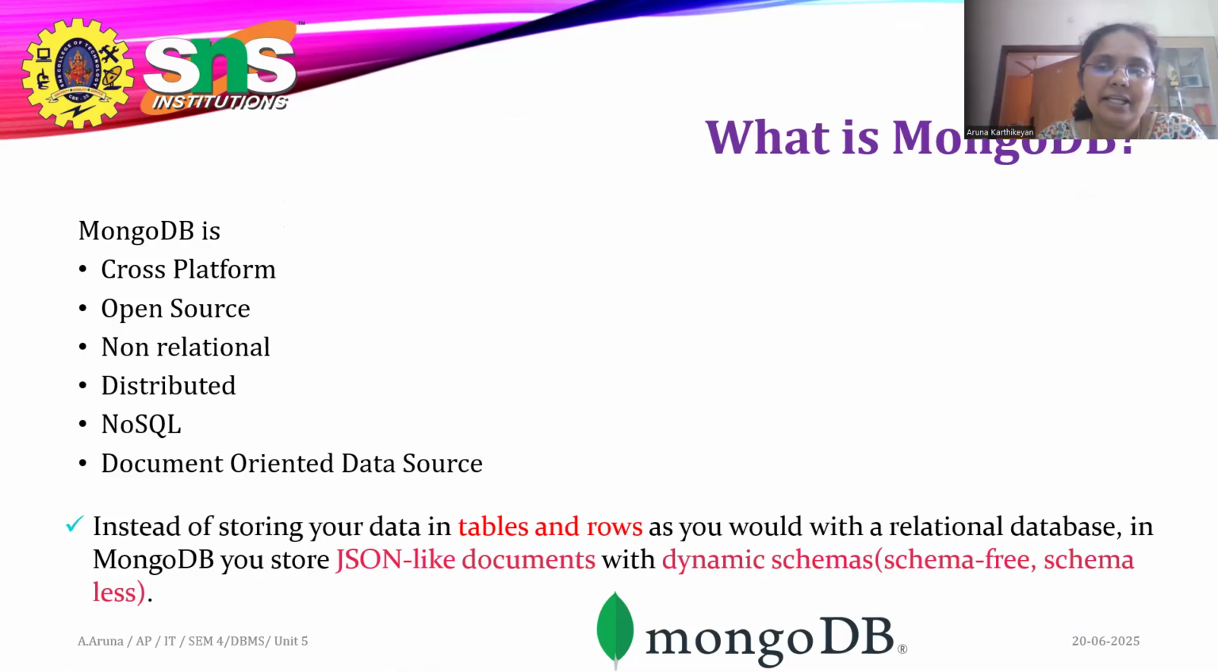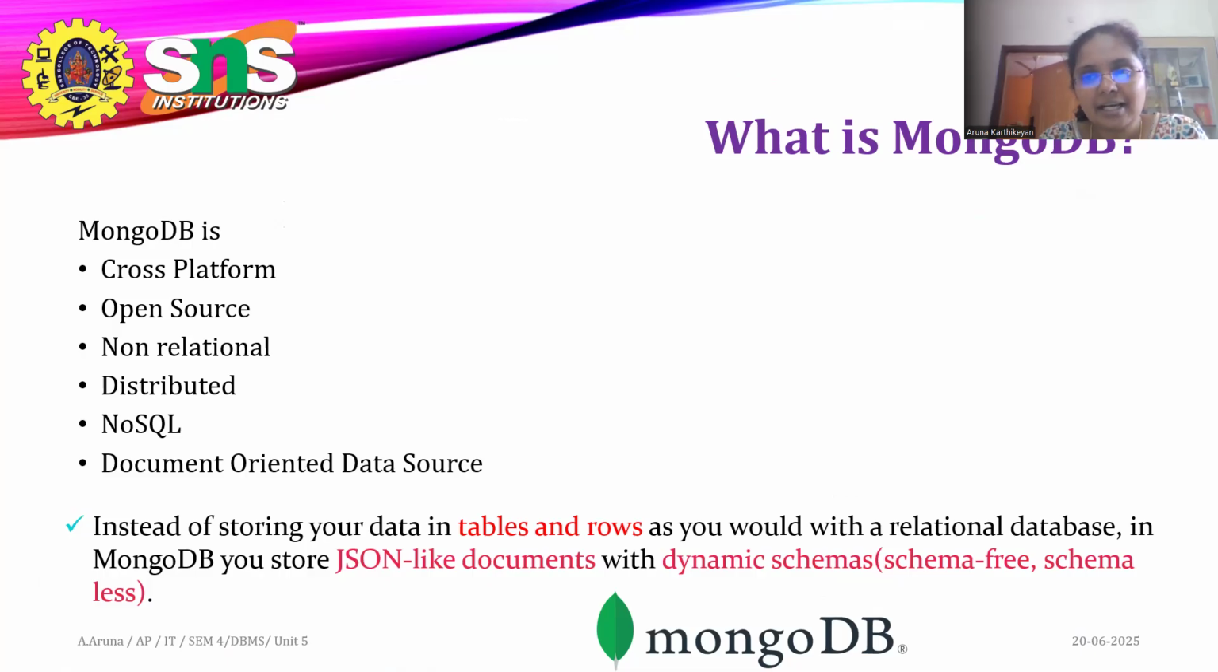And also, it is not relational; it is non-relational. It can be called a distributed database, or we can call it a NoSQL database. Everything is based on documents, that is, we can say it is a document-oriented database. So here, how the data is stored: instead of storing the data in tables and rows, all the data is stored in a document manner.